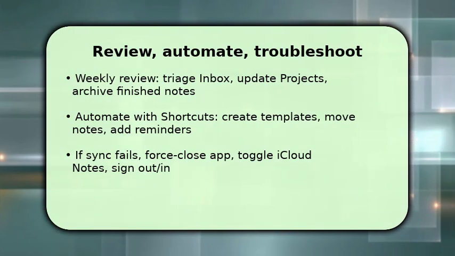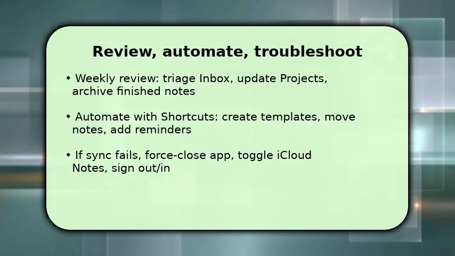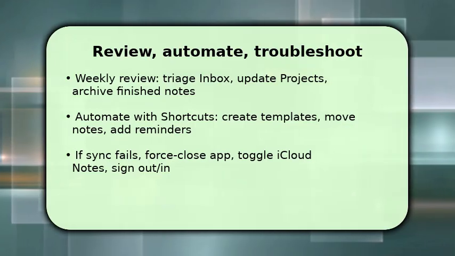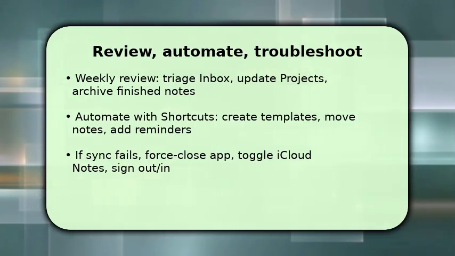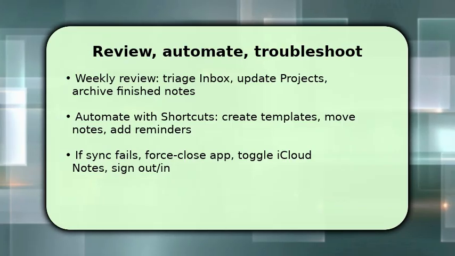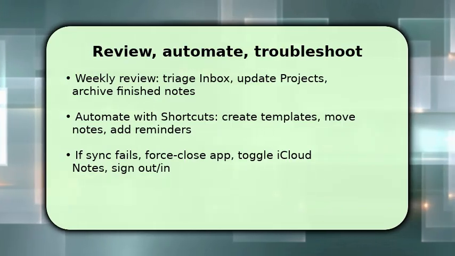Finish by locking the loop with review and automation. You'll run a weekly triage. Clear the inbox, update projects, and archive finished notes so nothing accumulates. Then automate repetitive work using shortcuts to create templates, move notes, or add reminders. This saves hours over months.